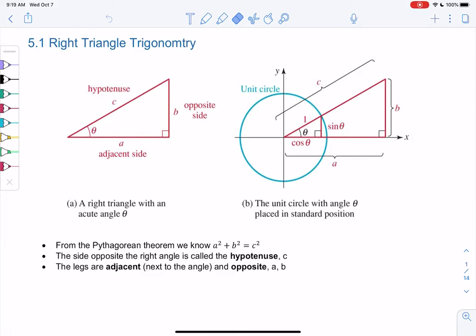All right, so 5-1, we're going to look at sine and cosine and all that again, but we're going to use right triangles. So many of us probably remember SOHCAHTOA, which we'll go over in a second. If not, you'll hear what I'm talking about in a second.